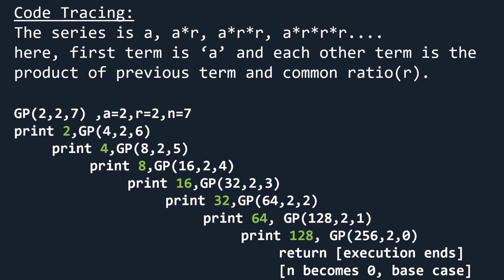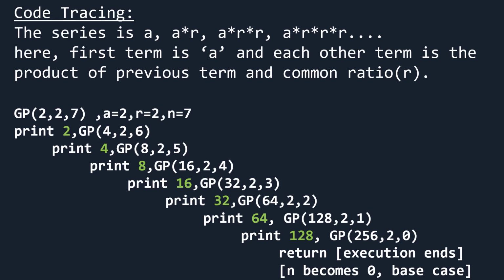I can see the code tracing is like this. The series is like this: A, then A into R, then A into R into R. Like this it is going on. So your first term will be A and the next subsequent terms will be the product of the previous term and the common ratio R. You can see here, the first term is A and the next term is the previous term into R, that is A into R. Then the next term is the previous term again into R, that is A into R into R. So this is the principle that you have to implement in this recursive function.